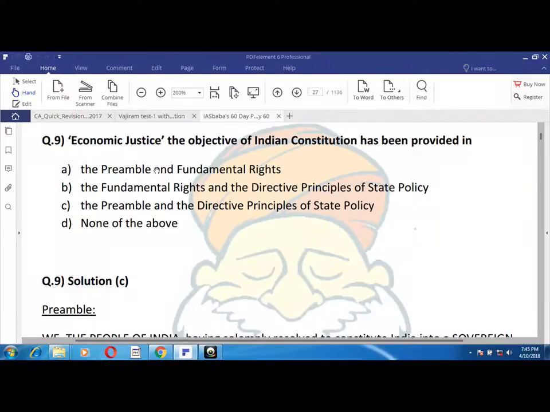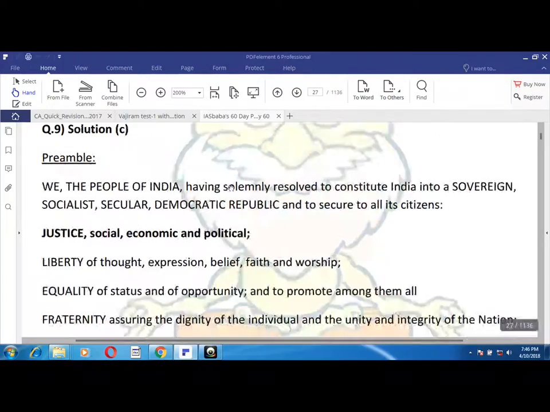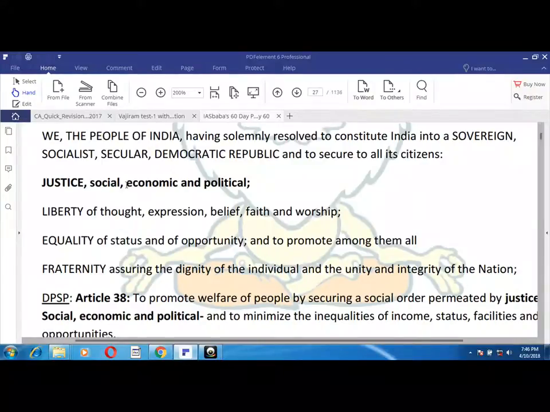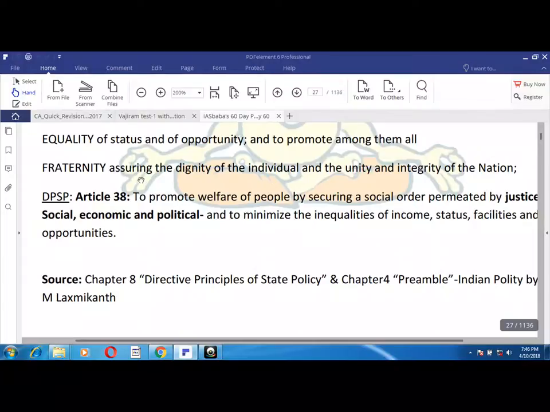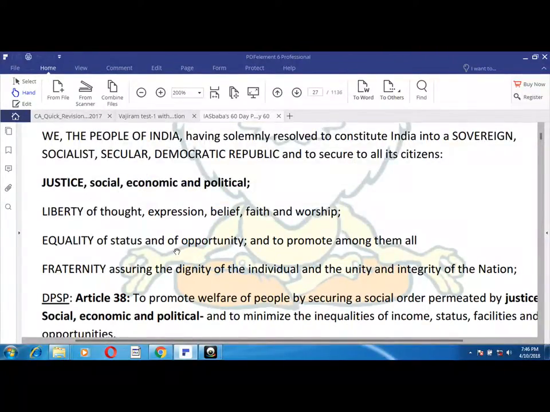Next, economic justice. The objectives of the Indian Constitution have been provided in the preamble and the directive principles of state policy. In our preamble: We, the people of India, having solemnly resolved to constitute India into a sovereign, socialist, secular, democratic republic, and to secure to all its citizens justice, social, economic and political; liberty of thought, expression, belief, faith and worship; equality of status and opportunity; and to promote among them all fraternity, assuring the dignity of the individual and the unity and integrity of the nation.